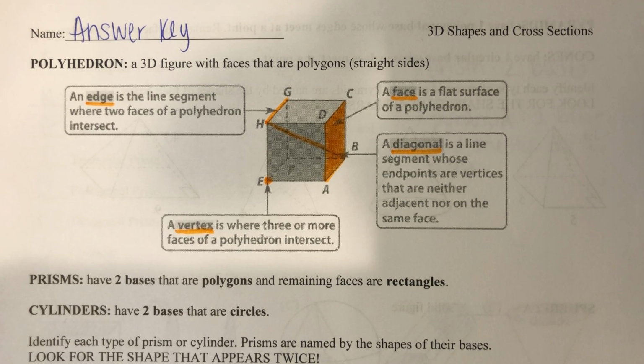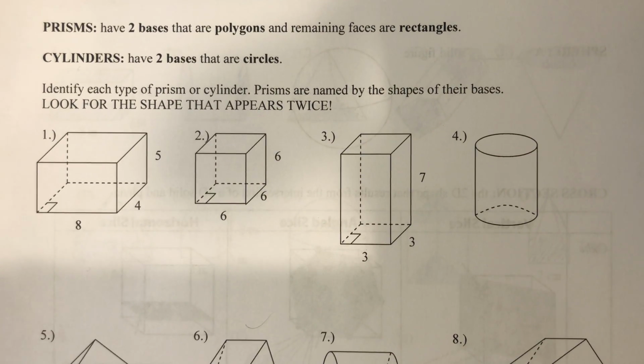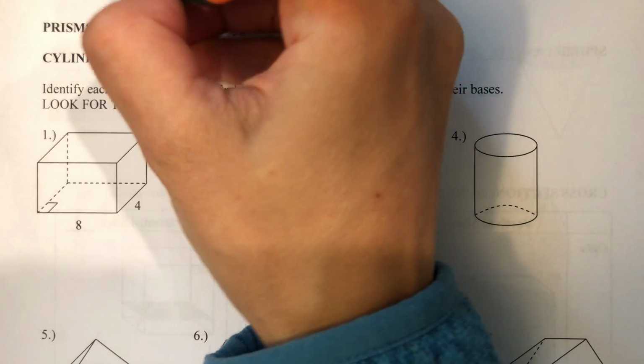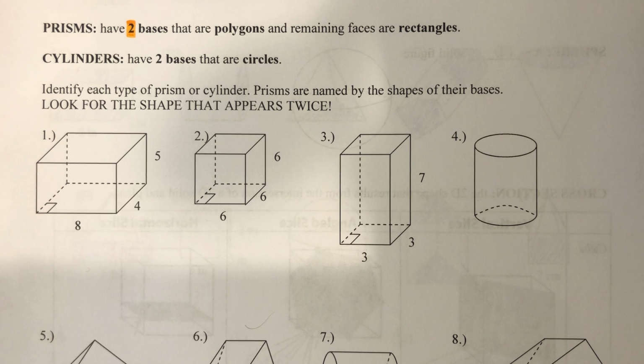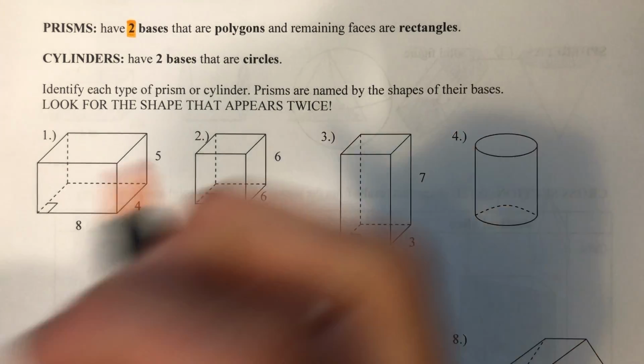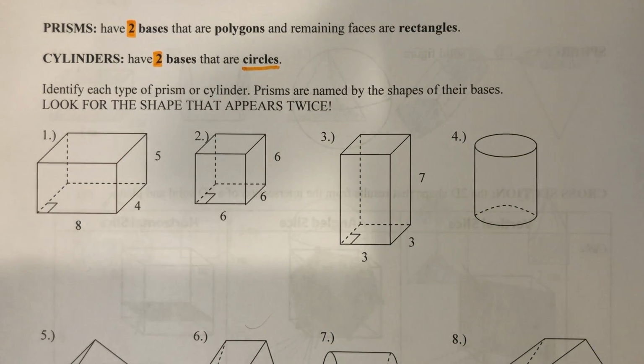We're going to work with prisms and cylinders first. So prisms have two bases. Two is very, very important here. And those bases are polygons, again, has to have straight sides, and all the remaining faces are rectangles. This will make more sense when I show you one. A cylinder, it's very similar to a prism. They still have two bases, but this time they're circles. Remember, we can't have any circles or curved edges in prisms, so they just happen to have their own name.